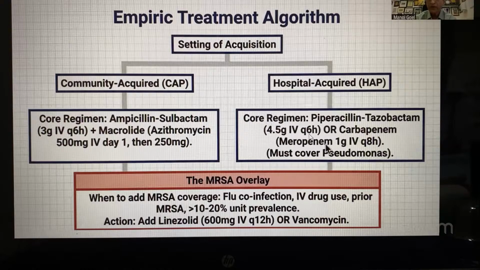And if we suspect a hospital-acquired infection, then our core regimen would be a piptazo or a carbapenem covering the pseudomonas. We offer MRSA coverage if there is a flu co-infection, a history of IV drug abuse, a prior MRSA, and if my hospital has a prevalence of more than 10 to 20% of MRSA. And we use either linezolid or vancomycin for the MRSA coverage.